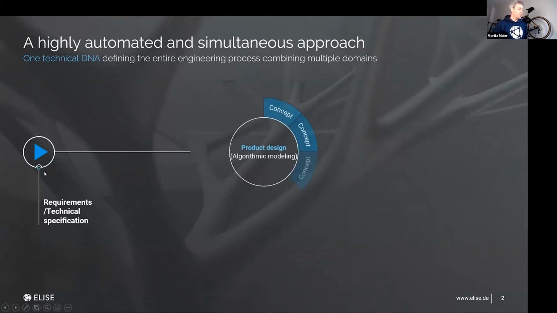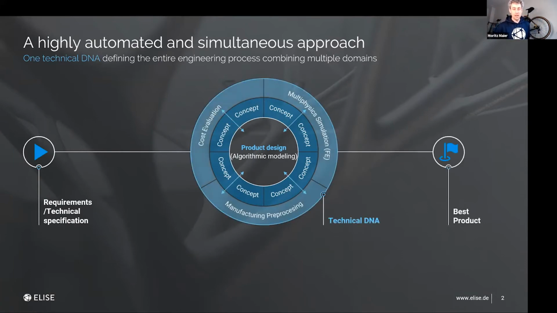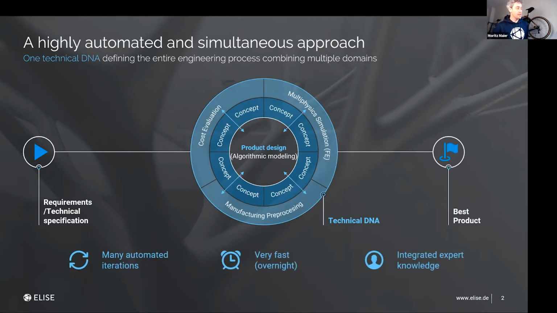So we're starting with very high level requirements and technical specifications that can come out of a SysML tool or any other requirements management tools, that are connected seamlessly to an overall connected engineering process, which we call the technical DNA, because it's a set of rules, a set of functions, how to create a completely connected and simultaneous approach for product development.